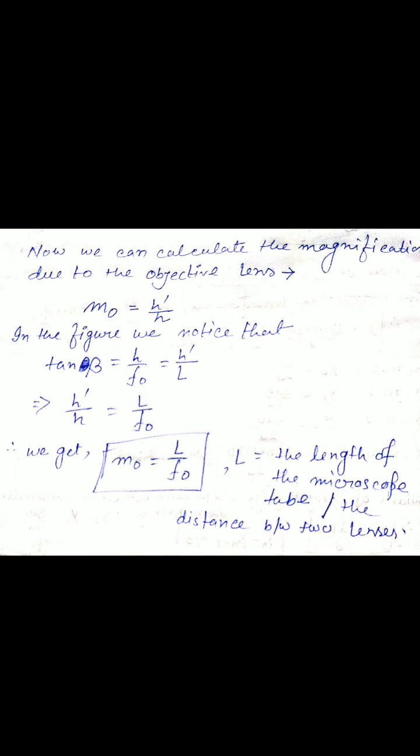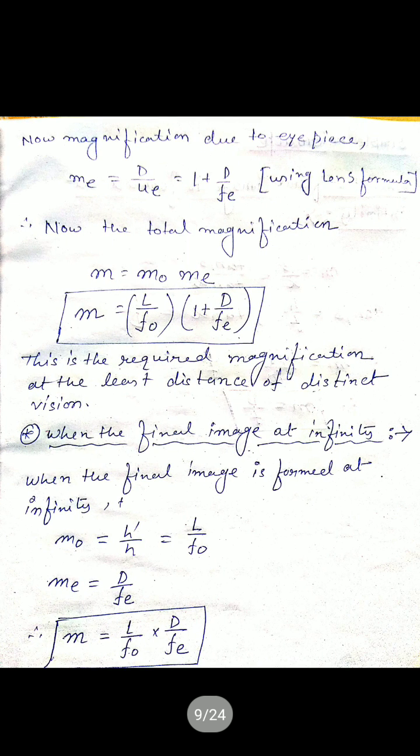Okay, this is the magnification of the objective lens. Now the magnification of the eyepiece: because it behaves as a simple microscope, we already found the simple microscope magnifying power, that is 1 plus D by f. But here, due to the eyepiece, the focal length is the eyepiece focal length. So 1 plus D by fe. Here we use the lens formula 1 by v minus 1 by u equals 1 by f. So we get 1 plus D by fe.